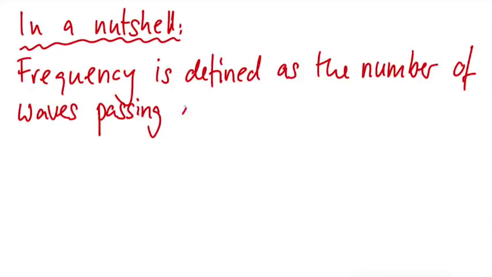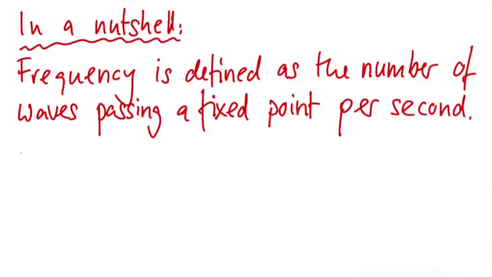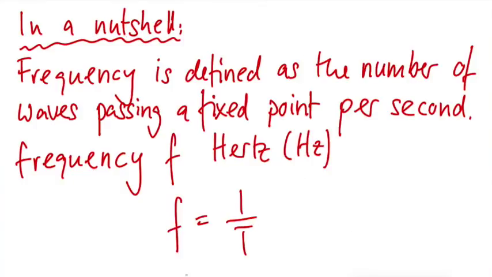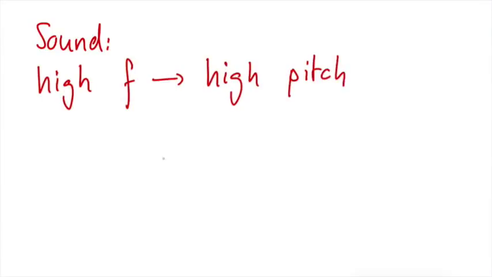Let me summarize. In a nutshell, frequency is the number of waves passing a fixed point per second. It is represented by the small letter f and is measured in hertz. The frequency can be calculated from the inverse of the time period. To obtain the frequency in hertz, the time period must be calculated in seconds. In the case of sound, the frequency is associated with pitch. A high frequency sound will have a high pitch and a low frequency sound a low pitch.